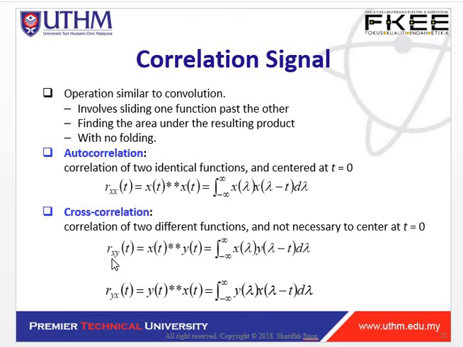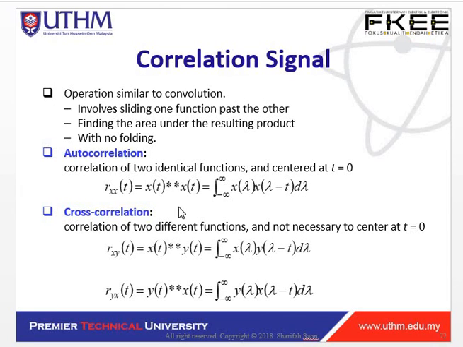Autocorrelation means the correlation of two identical functions, centered at t equals 0. So R_xx is the autocorrelation. If you look at xx, it means x(t) correlated with x(t). You have the double symbol here, that one is correlation. If only one, that is a convolution. In formula form it is the integration from minus infinity to infinity of x(lambda) x(lambda minus t) d lambda.